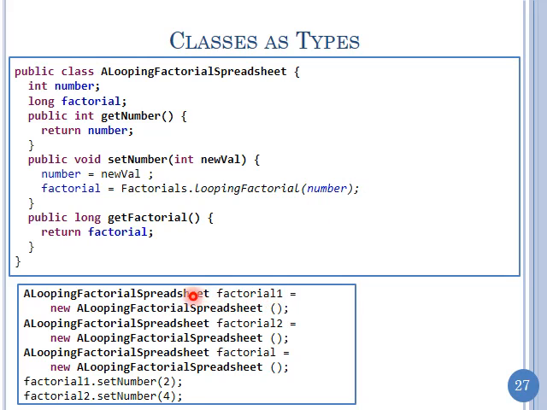That's a type. And I can assign to it not some numbers, number 5 or a string hello, but an instance of this class. And I say new looping factorial spreadsheet that says this is the name of the variable in which I'll hold an instance of this. I can have another variable that holds another instance of it.